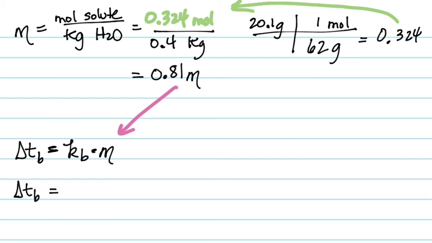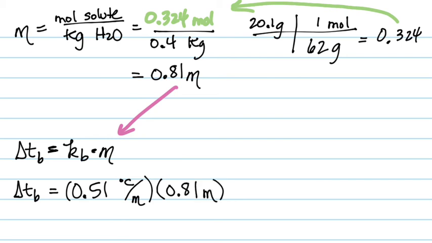We're going to use this and plug it into the next spot right here: delta TB, boiling point elevation. If I find my Kb from the chart for water, the molal boiling point constant for water is 0.51 degrees Celsius over molality. And the molality that we calculated is 0.81. So our change in boiling point, or the boiling point elevation, is again almost a half a degree. I've got 0.41 degrees Celsius.